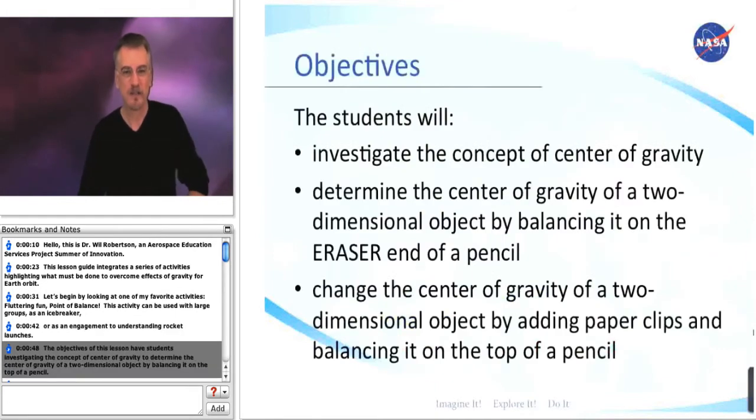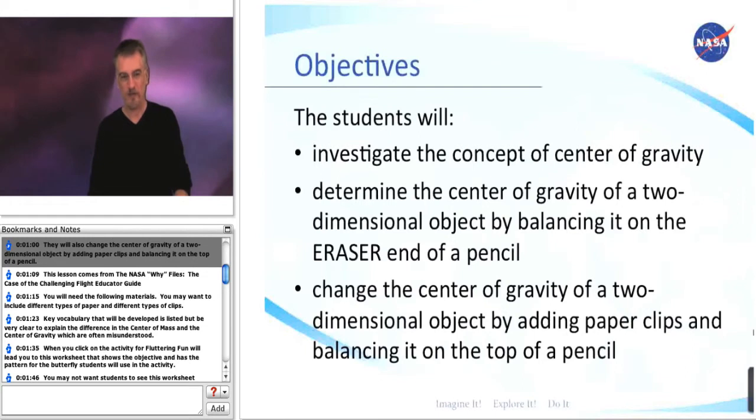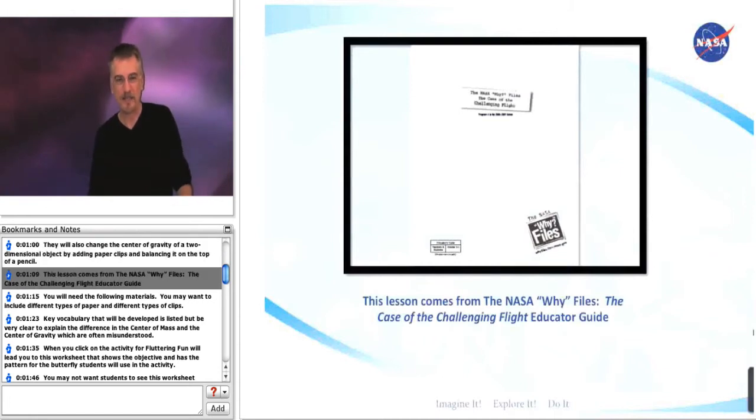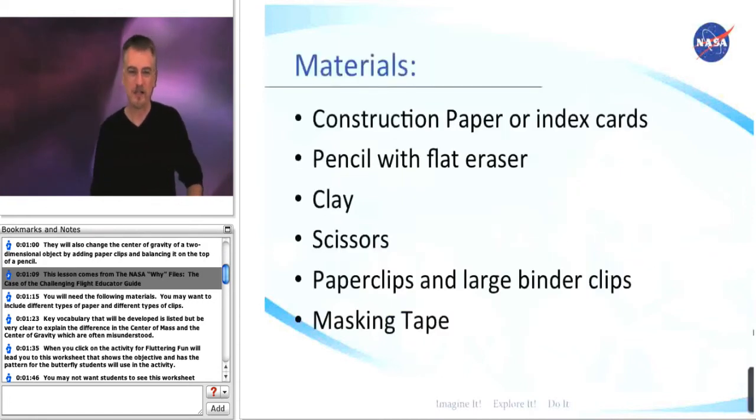The objectives of this lesson have students investigating the concept of center of gravity to determine the center of gravity of a two-dimensional object by balancing it on the top of a pencil. They will also change the center of gravity of a two-dimensional object by adding paper clips and balancing it on the top of a pencil. This lesson comes from the NASA Y files, the case of the Challenging Flight Educator Guide.